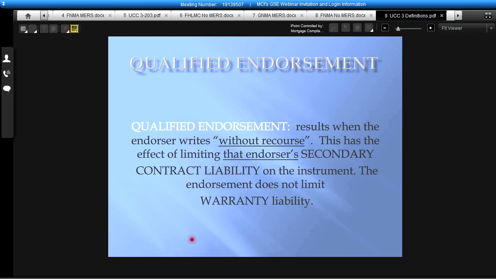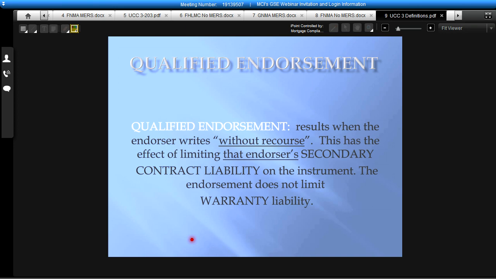If you want to have fun, take a check, make it out for $5, make it out to cash, and then when you go to the bank and cash it, write without recourse on top of the signature line. And see what happens. I'm not going to tell you what happens, but just try it. I guarantee you'll have fun. Your teller may not like you, but you'll have fun.